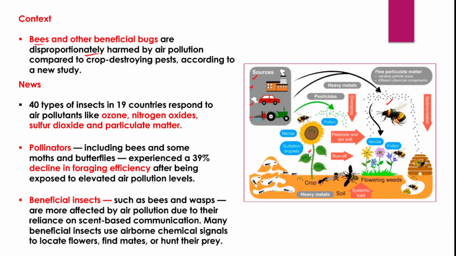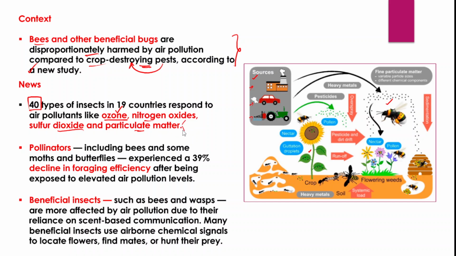These pest species harm the crops, and because of that reason we use insecticides. However, compared to these insects or pests which have been destroying the crops, there are a number of beneficial insects which are harmed more by air pollution than the crop-destroying pests, according to a new study. So this is particularly alarming. According to this study, 40 types of insects in 19 countries respond to air pollutants like ozone, particularly ground-level ozone, nitrogen oxide, sulfur dioxide, and even particulate matter 2.5 and particulate matter 10.